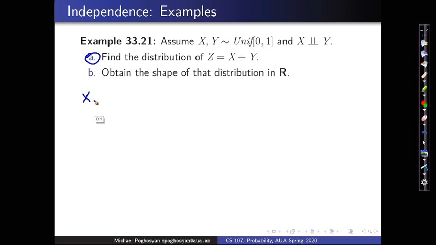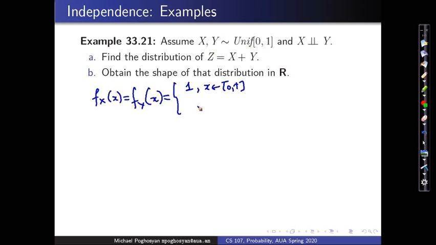We can write the PDF f of x, which is f of y at the point x, because they are both uniform on 0, 1: 1 if x is between 0 and 1, and 0 otherwise. And they are independent, so I can use that the joint is the product of marginals.